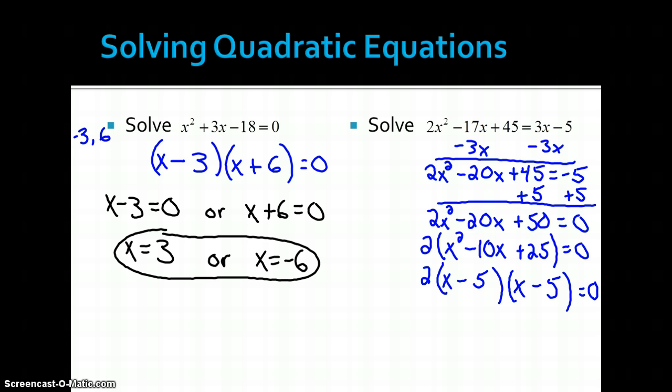We're in good shape. Now, with that being said, if we set this stuff equal to 0, I have 2 equals 0. I have x minus 5 equals 0. And I have x minus 5 equals 0. Now, this obviously is not true. 2 cannot be equal to 0. And I have x minus 5 equals 0 twice. We only have to do one of those. We would end up with x equals 5 as our answer to this particular quadratic equation.